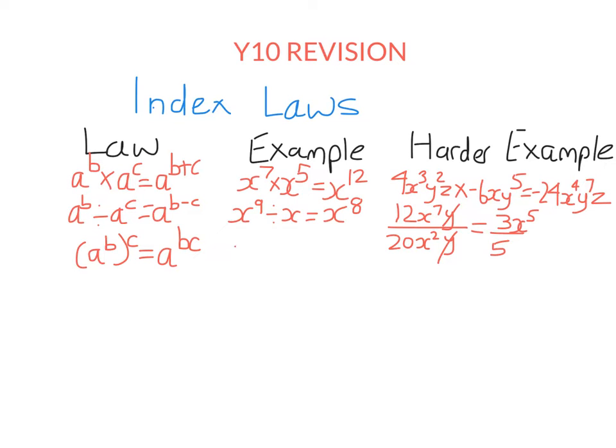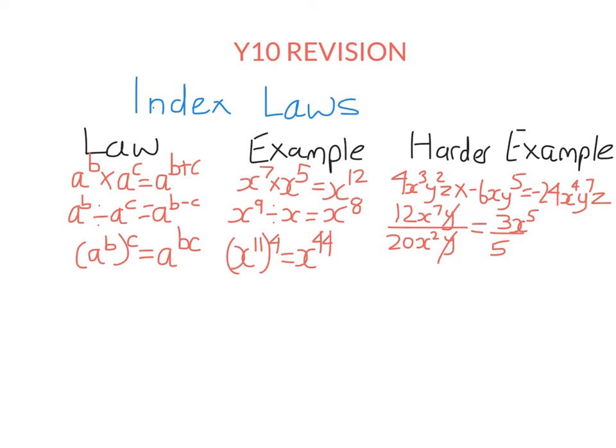If I have x to the power of 11 to the power of 4, this time I'm not going to add the powers. I'm going to keep the same base and multiply the powers together. I won't do a harder example for this because harder examples will involve other index laws, and that's what I'm going to go through on the next slide.